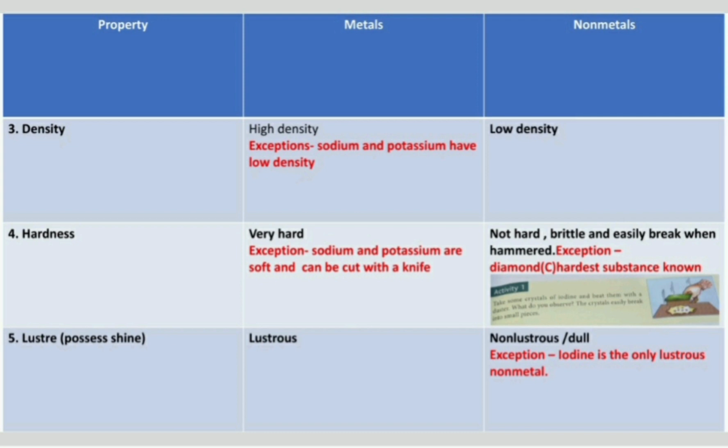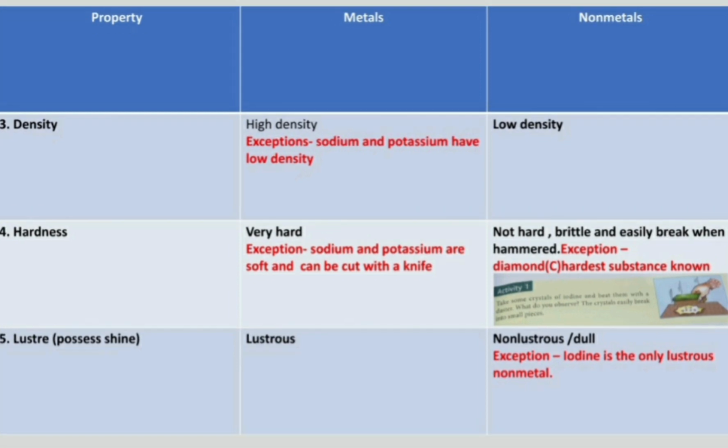The fifth property is the luster. Luster, students, means possessing shine. So anything which possesses shine, it means that it possesses luster. All the metals possess luster, whereas non-metals do not possess luster, so they are non-lustrous and have a dull appearance. Here also we have an exception of iodine, which is the only lustrous non-metal in the category of non-metals. Many students make this mistake, that while writing the exception in non-metals, they write down diamond, which is wrong.